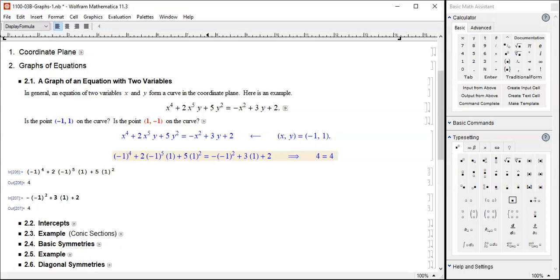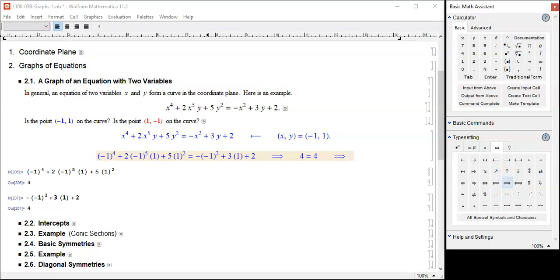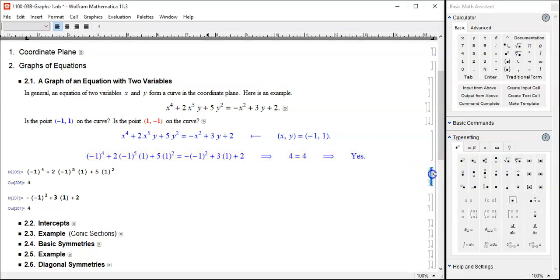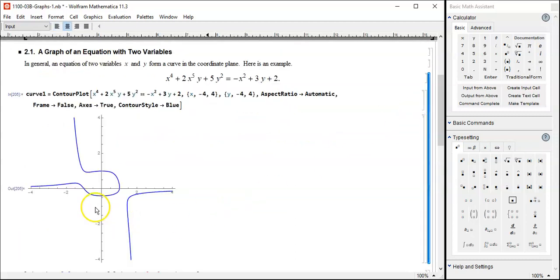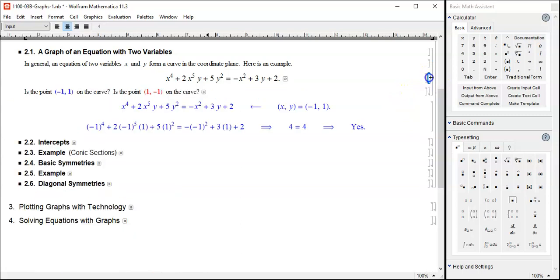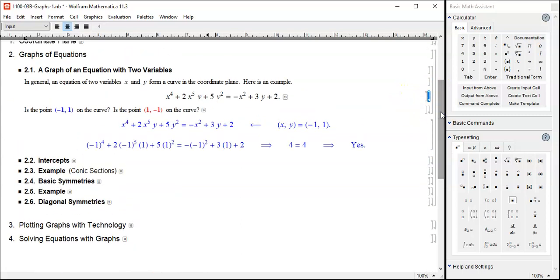Does it make sense? Yes, it does. 4 is equal to 4 is true. So what does that tell us? -1, 1 must be on this curve. Let me go back to this curve. -1, 1, looks like it, right here. I'll show you the picture in a moment. How about the other case?